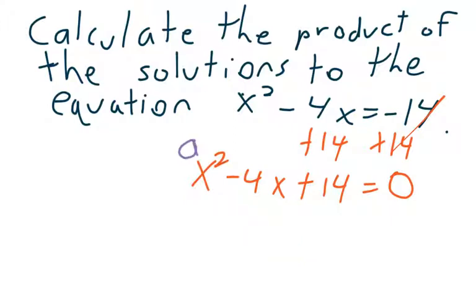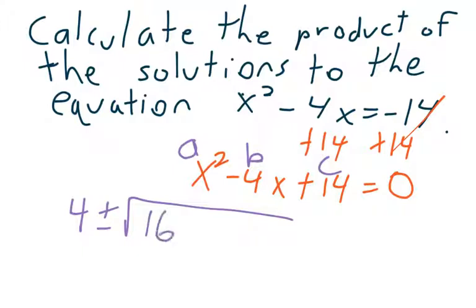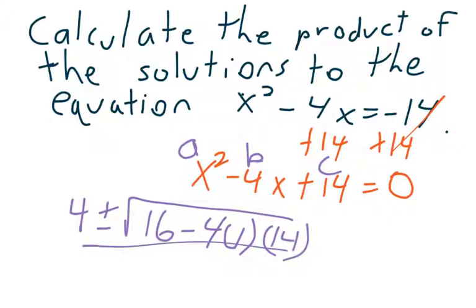So my a value, my b value, and my c value. If it's negative b, that would be positive 4, plus or minus the square root of b squared. Well, b is negative 4, and if we square that, we get 16, minus 4 times the a value of 1, the c value of 14, all over 2a. So a is 1, so that would be all over 2.